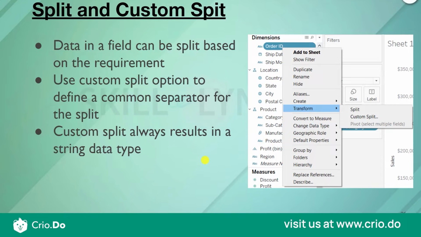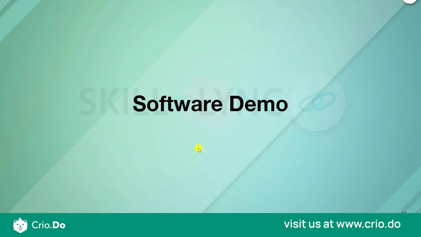To use the custom split, you have to give the operator between these two, so that Tableau will recognize that specific separator, and it will divide the data according to that. So this custom split always results in the string data type, and you can use these fields separately in your visualization. Like you can divide the column into different columns and use them according to the requirement. Let's see how this works inside the Tableau tool.